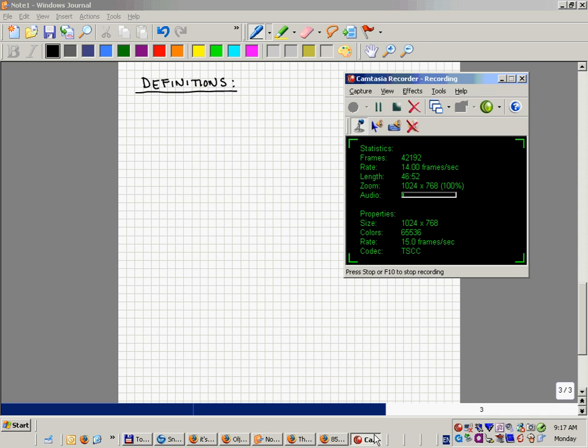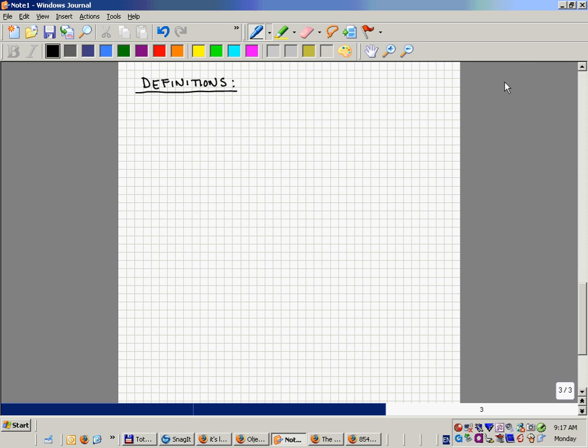Okay, we'll get started, and we'll have a brief review of the definitions that are going to be used in calculating the initial fluids in place. We'll start with porosity. It's defined as the pore volume divided by the bulk volume.